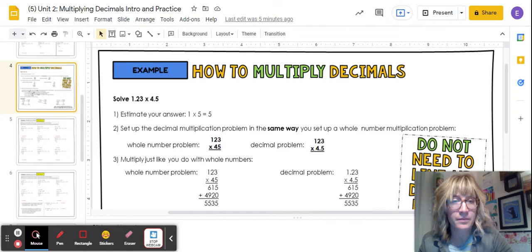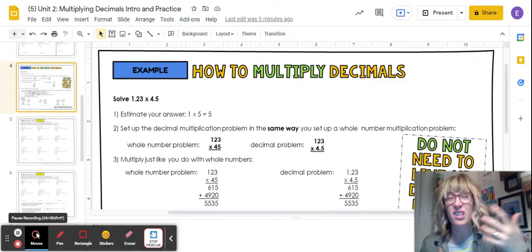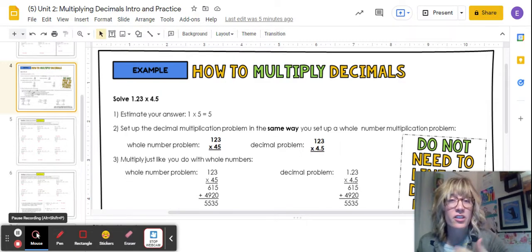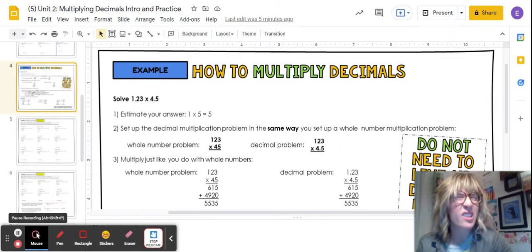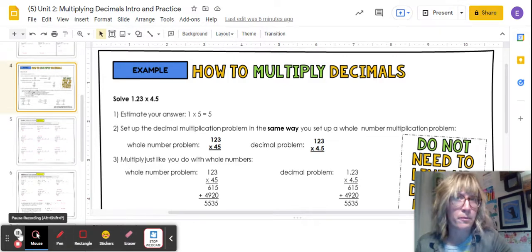Hey team, so we are going to be thinking here about how to multiply with decimals. The good news is that whatever strategy you use to multiply multi-digit numbers, you're going to use the same strategy here. You're just going to have one extra step in there to multiply with decimals. So before you even get going, you want to think about using estimation to help you.